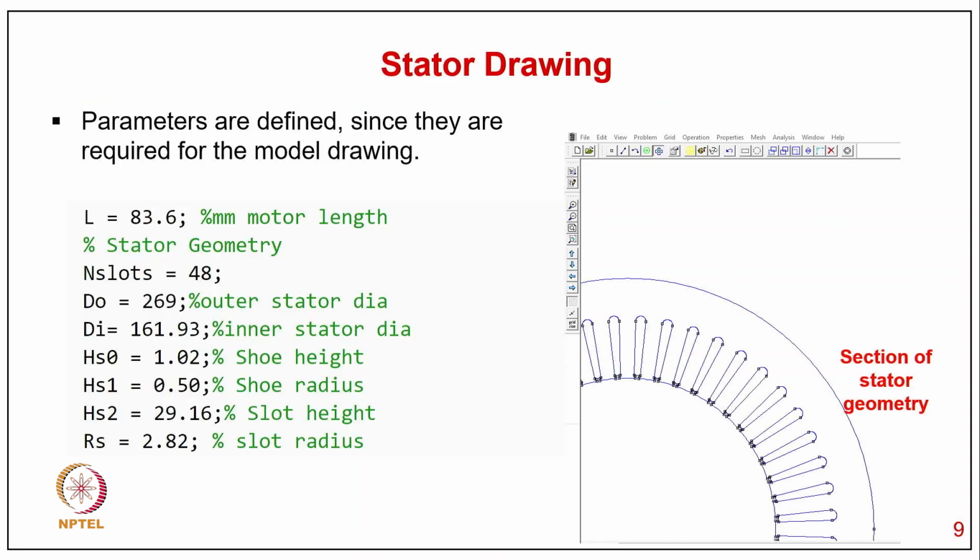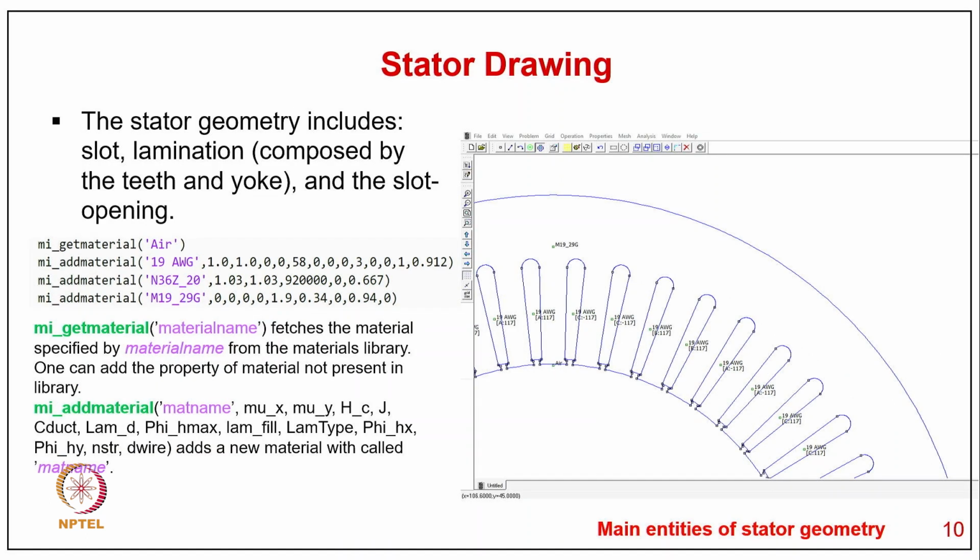Coming to the stator drawing, parameters are defined since they are required for the model drawing, and you can see how a section of the stator geometry looks, with L equal to 83.6, N slots 48, DO 269, DI 161.93, HSO 1.02, HS1 0.5, HS2 29.16 and RS 2.82. The stator geometry includes slot laminations composed of the teeth and yoke and the slot opening.